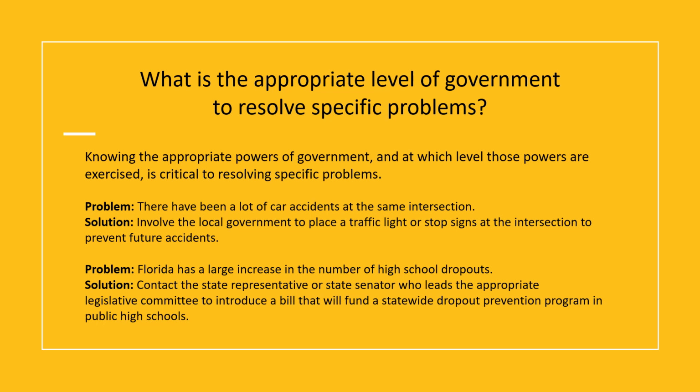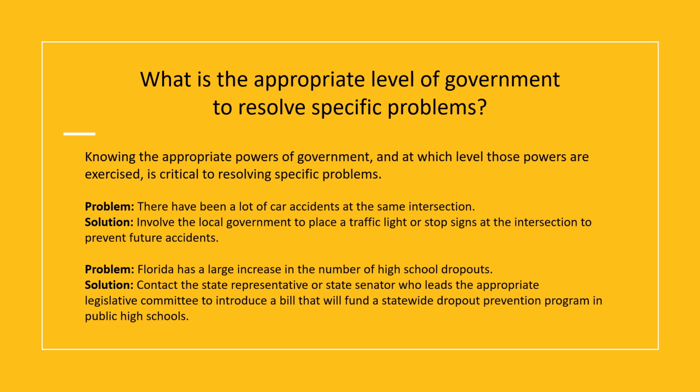We probably won't get a response because not only have we identified the wrong level of government and the wrong entity, but we're also showing, whether it's the United Nations or the federal government, that we don't know what their powers are, and we don't know what it is that they can do with those powers. So knowing the appropriate powers of government and at which level those powers are exercised is critical, because it means that we are more likely to be heard and listened to if we engage in this identification correctly.